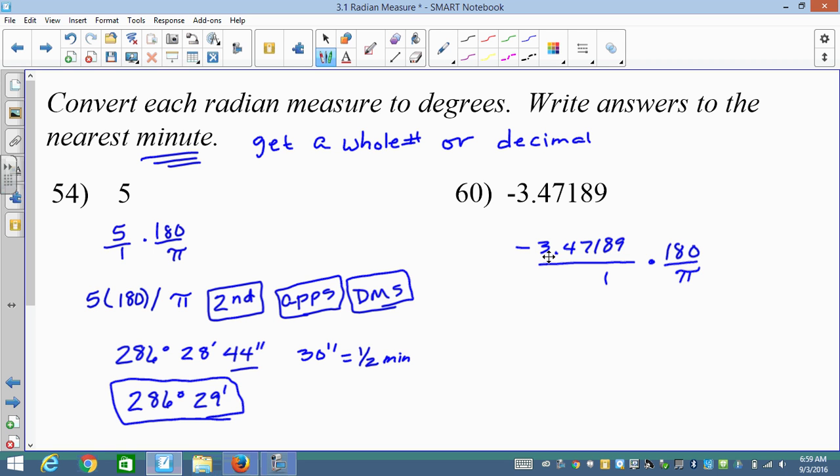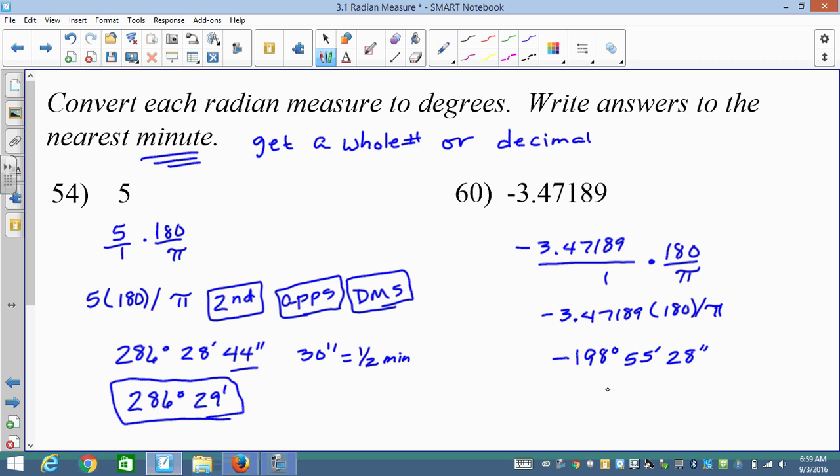Okay, so you're going to throw in the calculator negative 3.57189 times 180 over pi. So negative 3.47189 times 180 divided by pi. And then the second apps, DMS. And you should have gotten negative 198 degrees, 55 minutes, and 28 seconds.